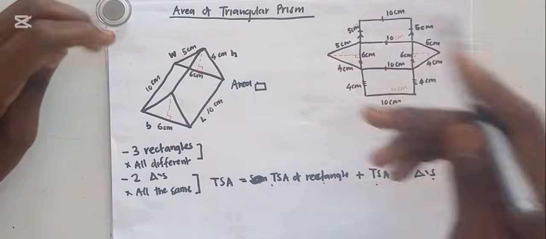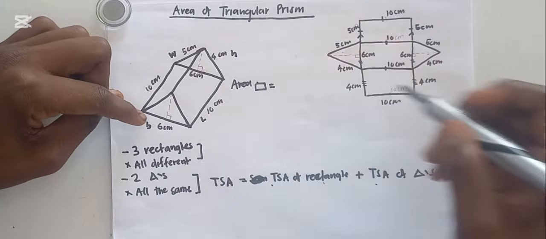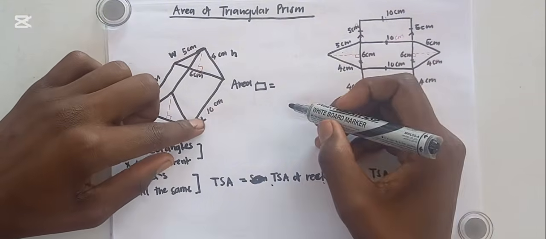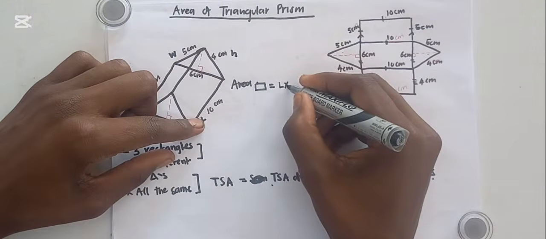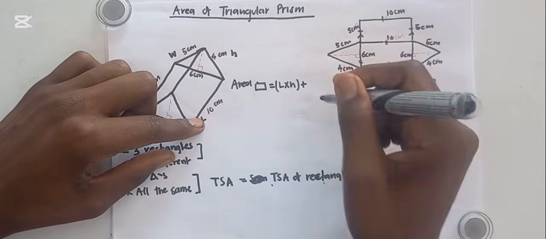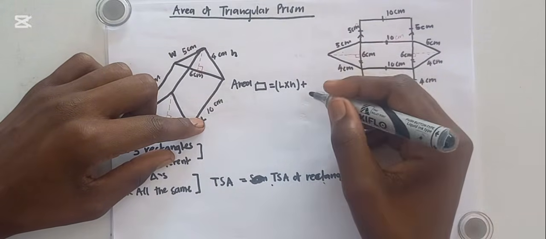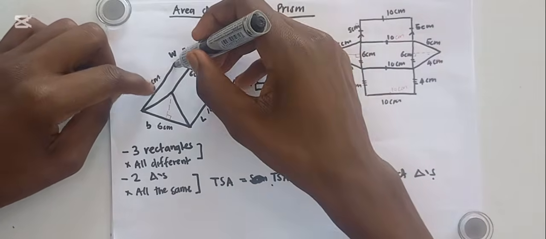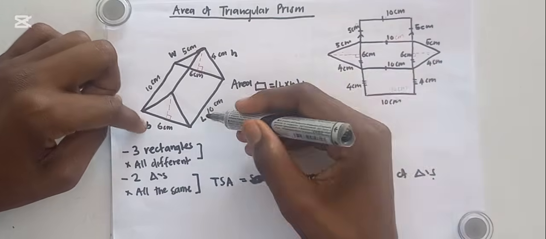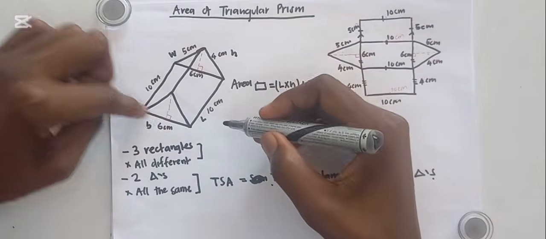So the first one, we're going to start with this one, the one that is here. This one does the length and the height. So it's going to be length multiplied by the height, plus the total surface area. I want the total surface area of the rectangles, not just one. Now let's go to the one that is the base here. The base one has the breadth multiplied by the length.